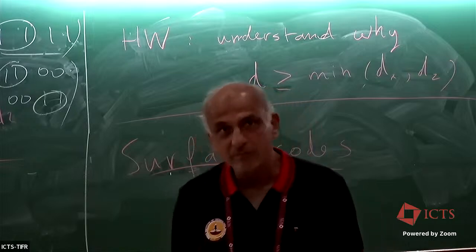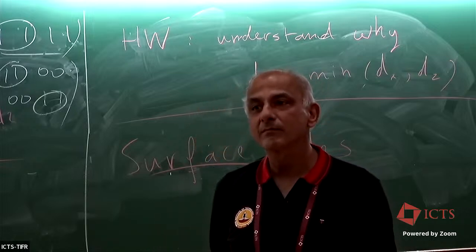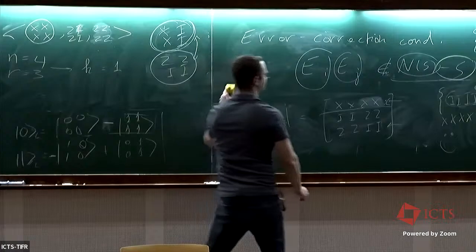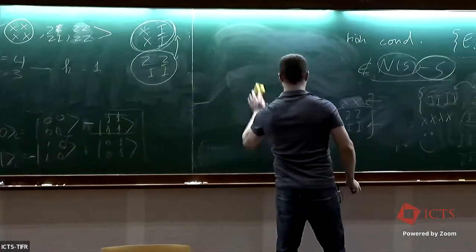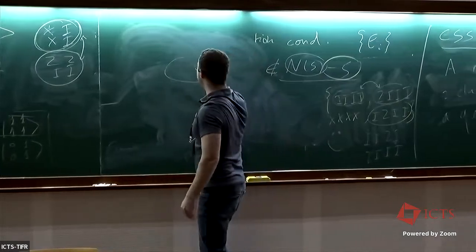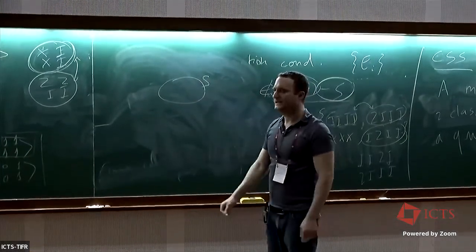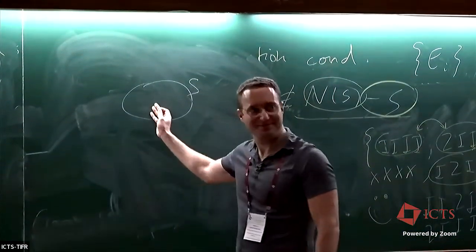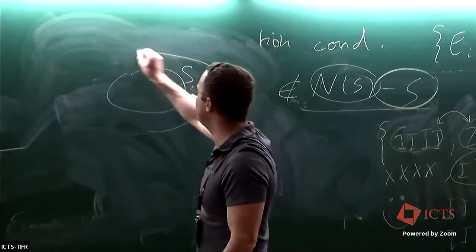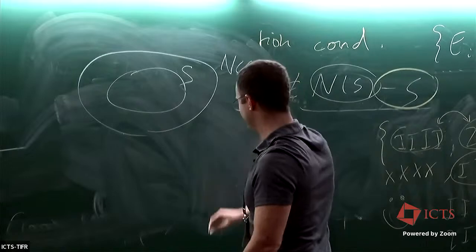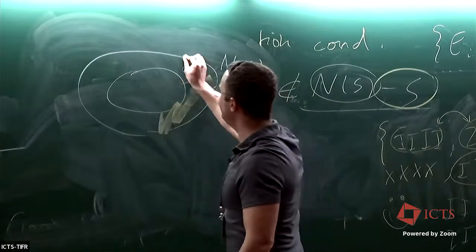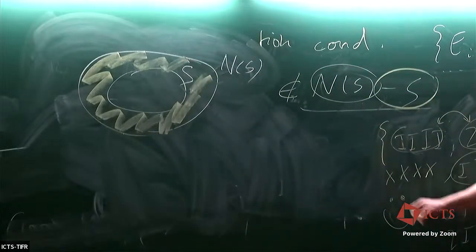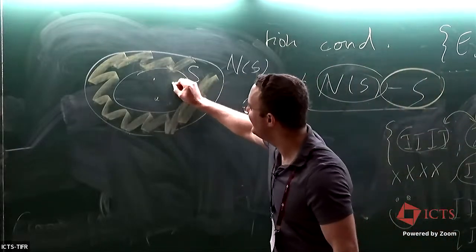So I didn't get that NS minus S. Does NS also include all the S? Yes. So it cannot, right? I have an S. These are my stabilizers. Now I ask, what is the set of all operators that commute with all stabilizers? It includes S, because all stabilizers commute with all stabilizers, but it can be larger. This is NS. NS minus S is this. It's all the operators that are in NS, they commute with everyone here, but they're not part of the set.